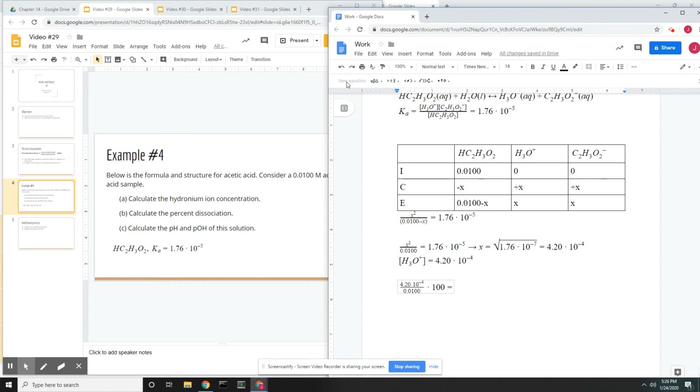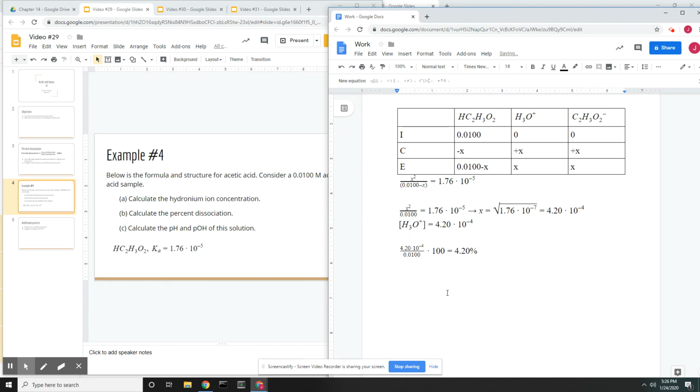So I've got 4.20%. If I were to do the same problem but at a higher concentration, my percent dissociation would be lower. And now for the third part of the problem, which is something that pops up very frequently in these types of problems.